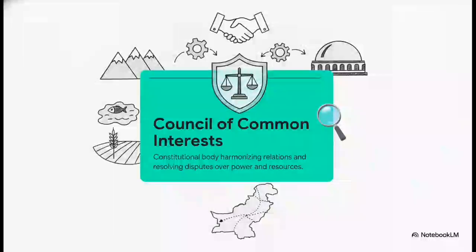You can kind of think of the CCI as the ultimate referee between the federal government in the capital and the provincial governments across the country. Its entire constitutional mandate is to harmonize central-provincial relations. So whenever there's a clash over power sharing, or how natural resources are distributed, or broad economic policies that affect the provinces, the CCI is the dedicated forum to iron out those exact differences and find a unified path forward.